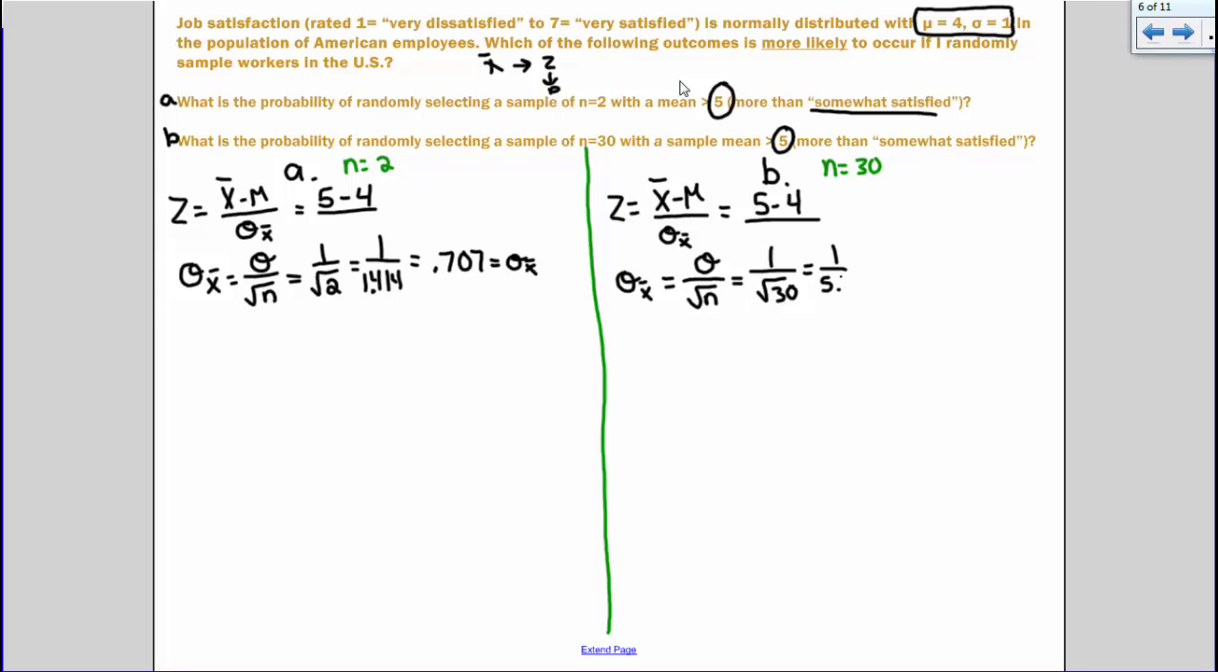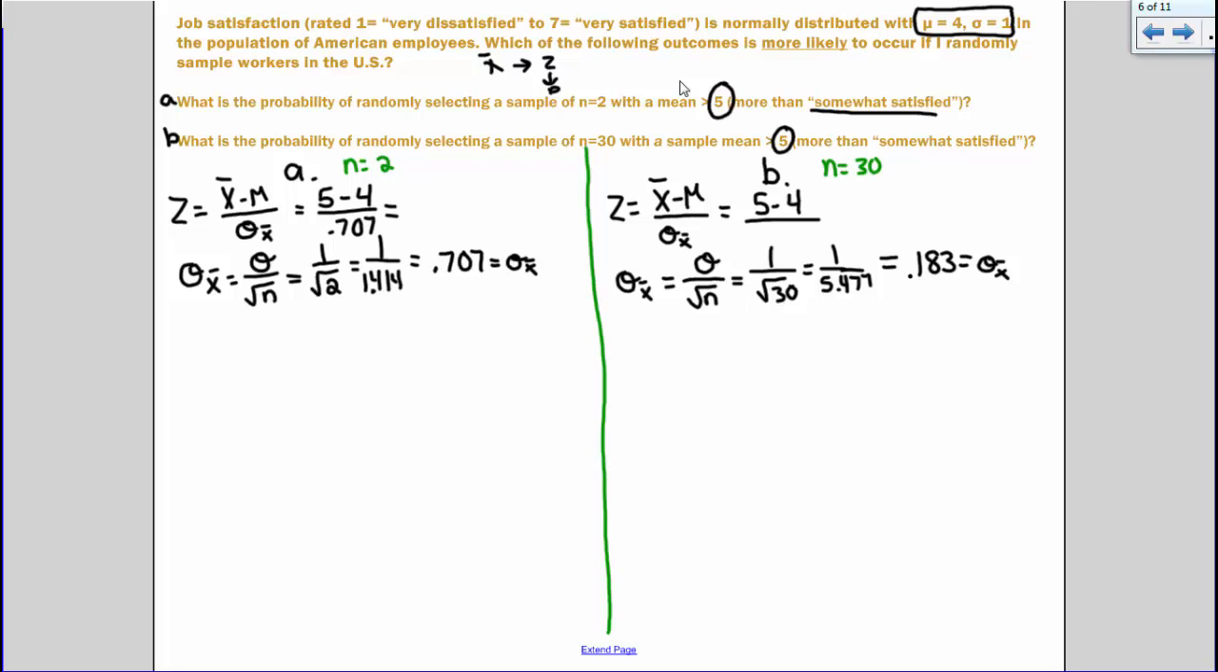5.477. And 1 divided by 5.477 gives you 0.183 for your standard error. And yes, in fact, it is smaller than the standard error for a sample size of 2. So now we can plug our standard error into our z formula.